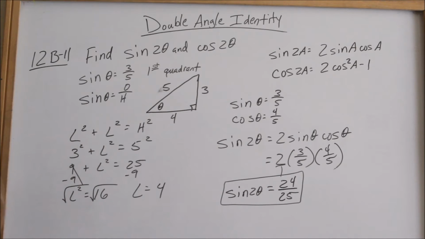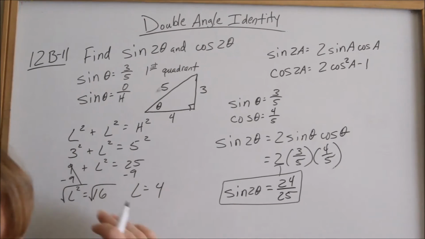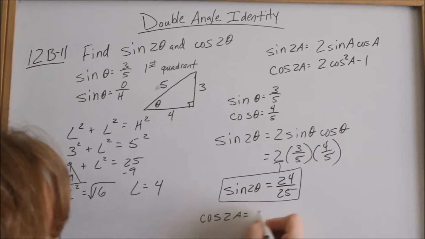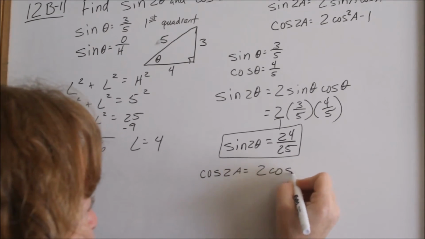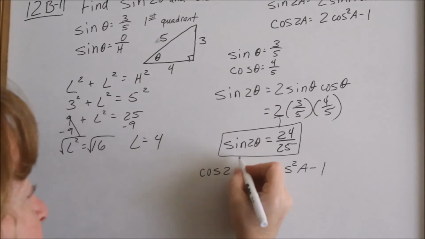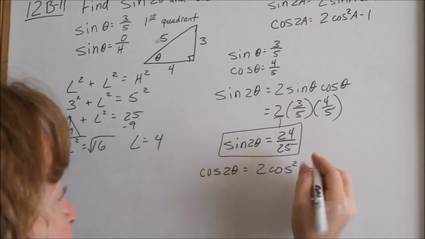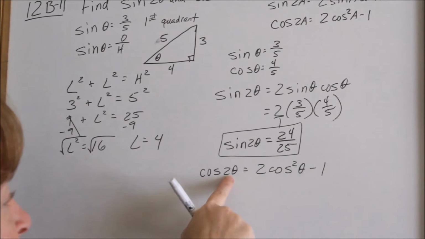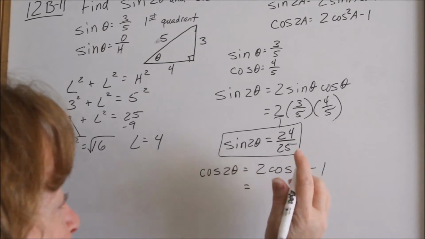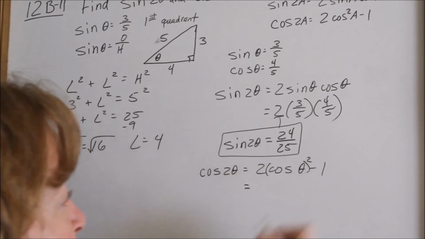Okay, now we need to do cosine double angle. So you can pick whatever formula. There are 3 formulas for cosine. I used this one: 2 times cosine squared of A minus 1. Everywhere we see an A, instead of using A, in this case, we're using theta. So cosine of 2 theta, that's what we're trying to find. And remember, this means that.